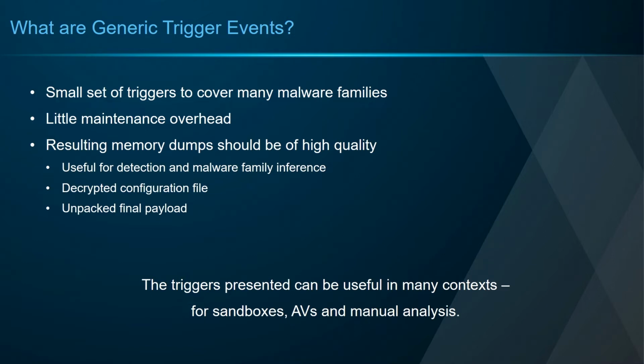And the result we expect from it should be memory dumps of high quality. As mentioned before, they should contain valuable data for us. The result should be useful for detection and also for malware family inference. It should also be useful to get decrypted configuration files so that we can have configuration extraction on them. And we also want to have the final payload for signature-based detection and some further manual investigation if needed. So you really get the unpacked sample. You can throw it into IDA or Ghidra or any tool you want, and look at it.